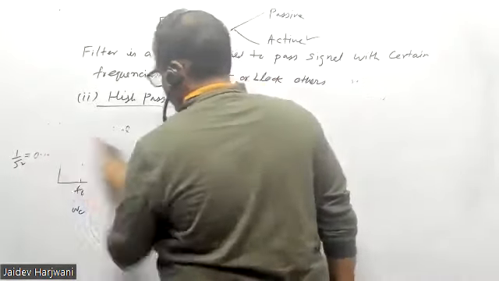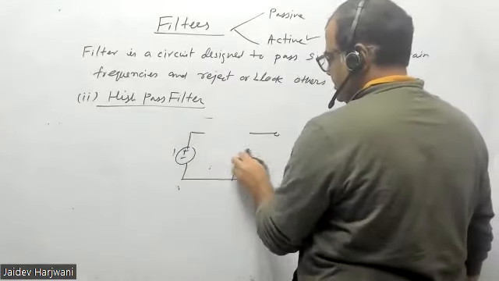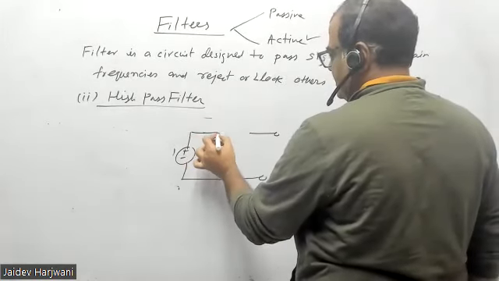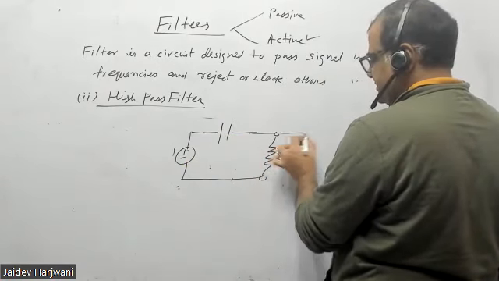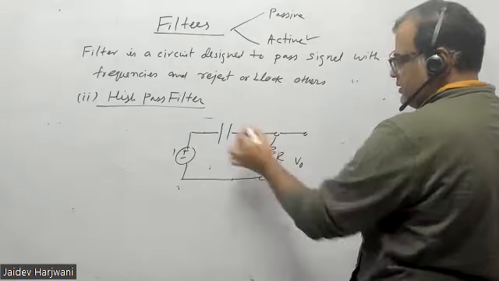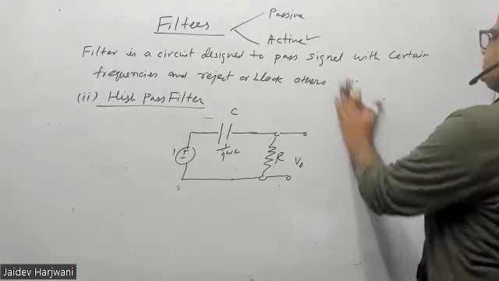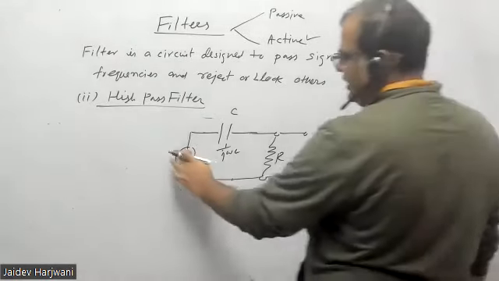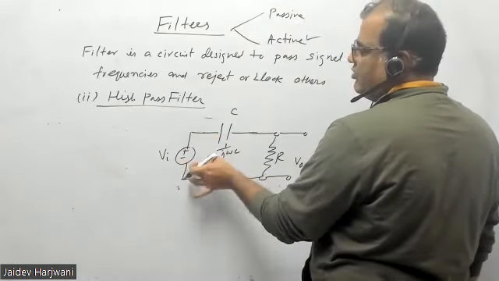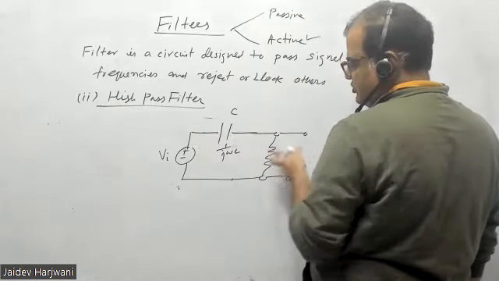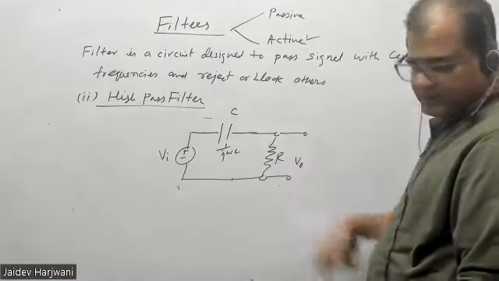Now let us go with the high pass filter. You have to put a capacitor here and a resistance here, and you take V naught here. This is 1 by j omega C. Now if you apply V input, at higher frequency the capacitor is a short circuit, but for low frequency and DC it is cut off, so here you won't get any voltage. That's why it is called a high pass filter. After a certain frequency only, it will allow the output.